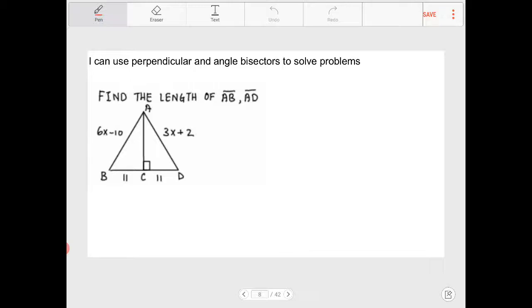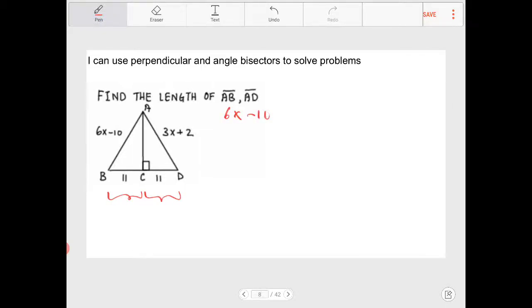All right, so having thought about this a little bit, I noticed that BC here and CD here are the same length, are they not? Yes, they are. And AC here appears to be bisecting BD. Hence, AC is the perpendicular bisector. So if that is the perpendicular bisector, then AB and AD must be the same length. So I can say that 6x minus 10 will equal 3x plus 2.